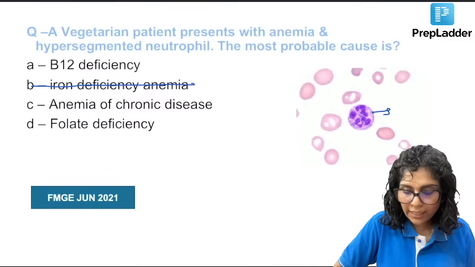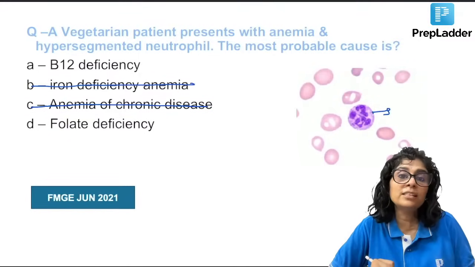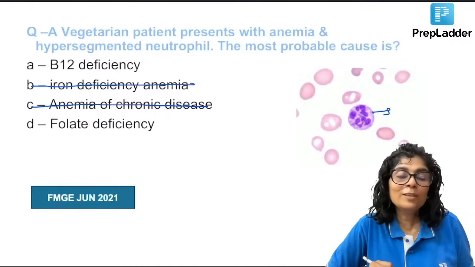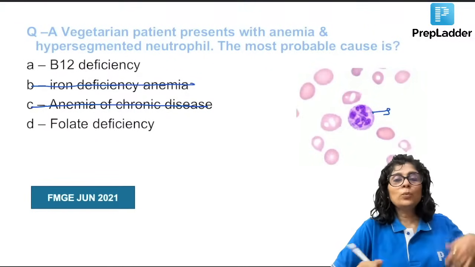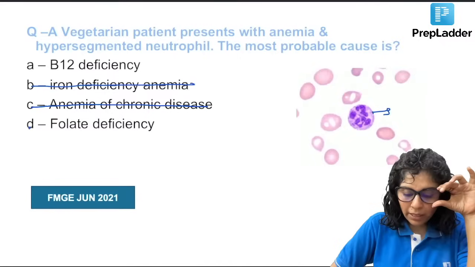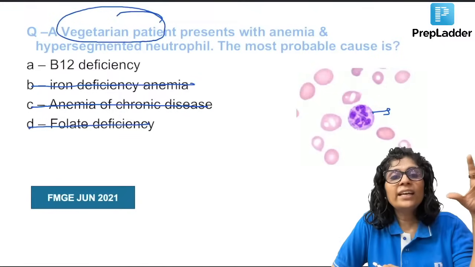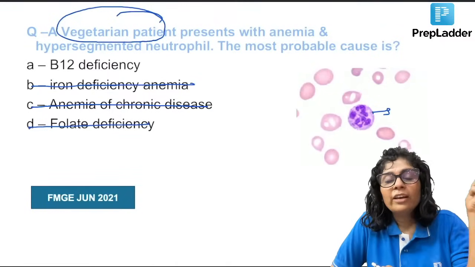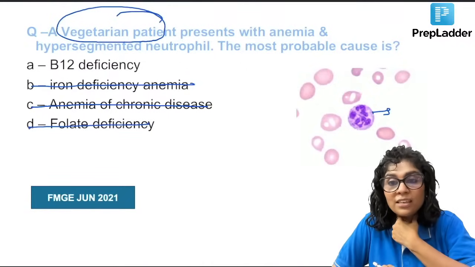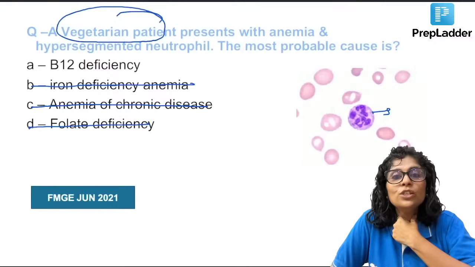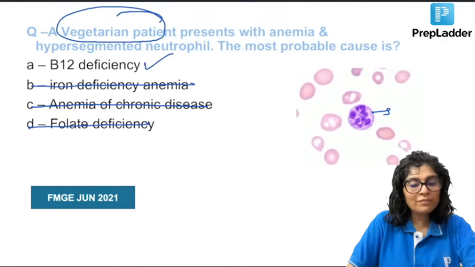If it's macrocytic anemia, you can exclude iron deficiency anemia and anemia of chronic disease because both will present as microcytic hypochromic anemia. Between B12 and folate deficiency, let me exclude folate deficiency because of the dietary history. Folate is seen in green leafy vegetables. A vegetarian should not present with folate deficiency but will present with B12 deficiency, because most of the sources of B12 are non-vegetarian. So what is the answer here? The answer here is B12 deficiency.